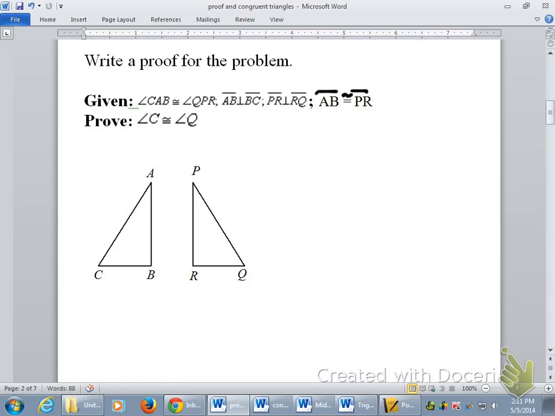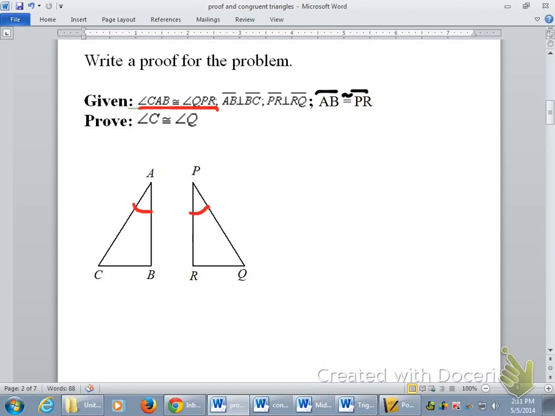Before I go into the formal part of this, I want to just read through my problem, mark my picture up, and decide what things I know are true and if in fact I can prove that angle C is congruent to angle Q. So the first piece of given information is angle CAB is congruent to angle QPR. So I'm going to trace that. That's CAB and QPR. I know those are congruent, so I'm going to immediately mark those in my picture. So I used this information, didn't I? Okay, that was given to me.